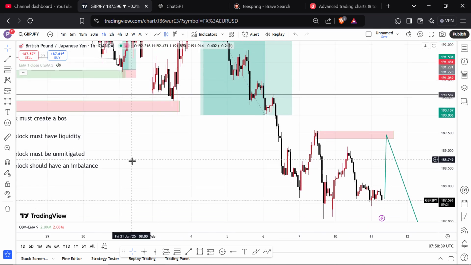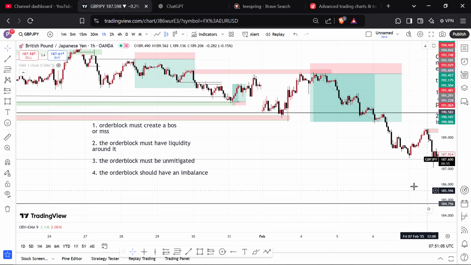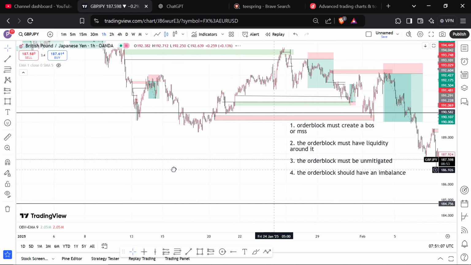So those are the rules you need. Number one, the order block must create a BOS. Number two, the order block must have liquidity around it. Number three, the order block must be unmitigated. It means that level must not have been tested before. Very important. Then the fourth one is the order block should have an imbalance. The fifth rule, the order block you pick must be close to liquidity. So anything you want to do in the market, make sure you check these rules.